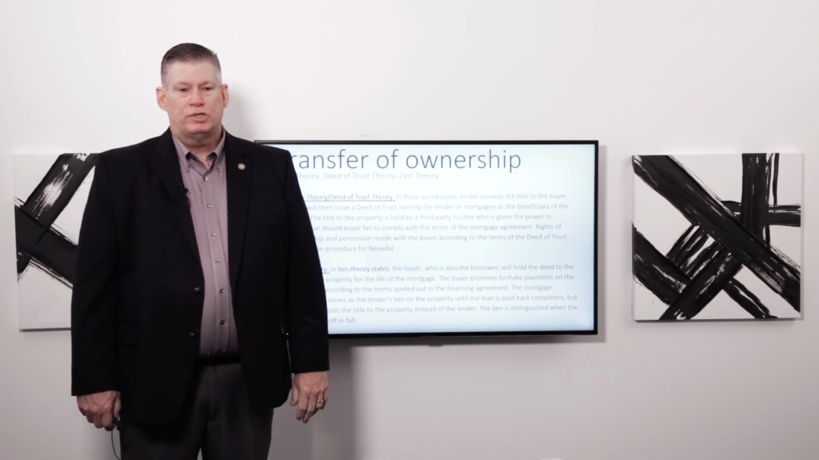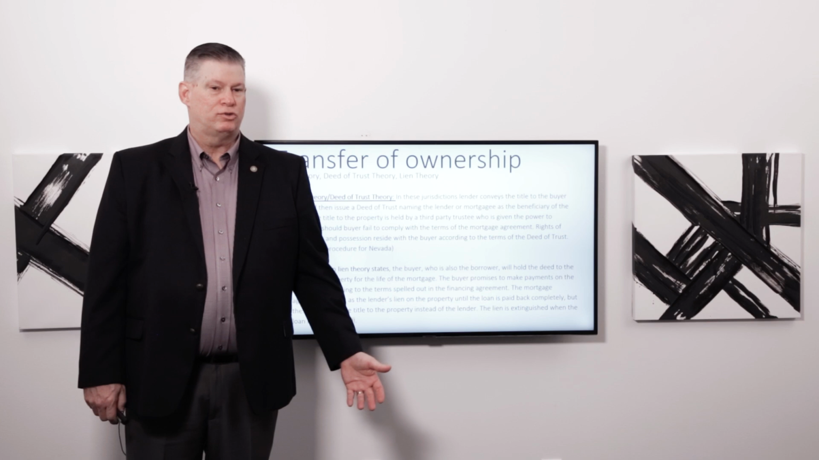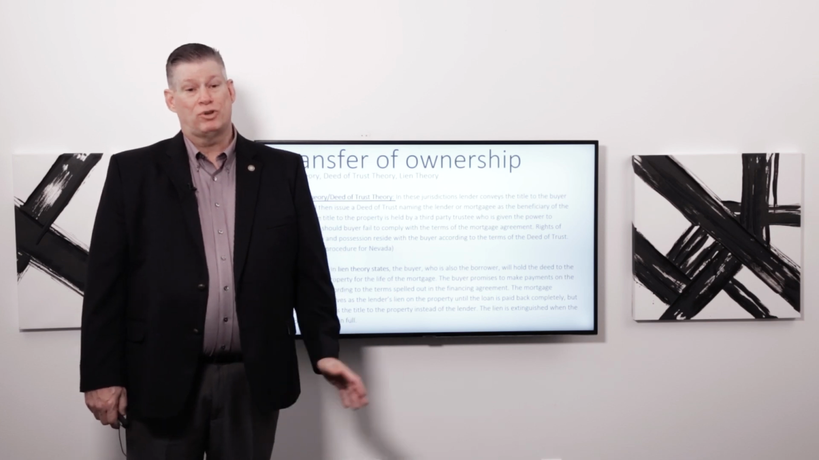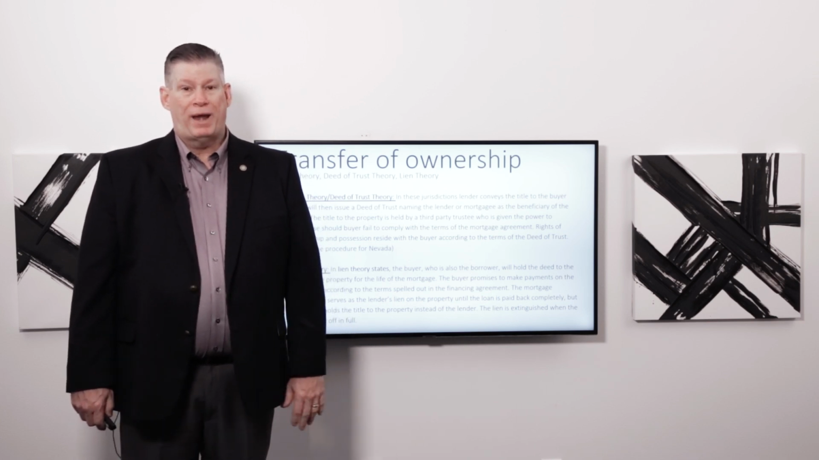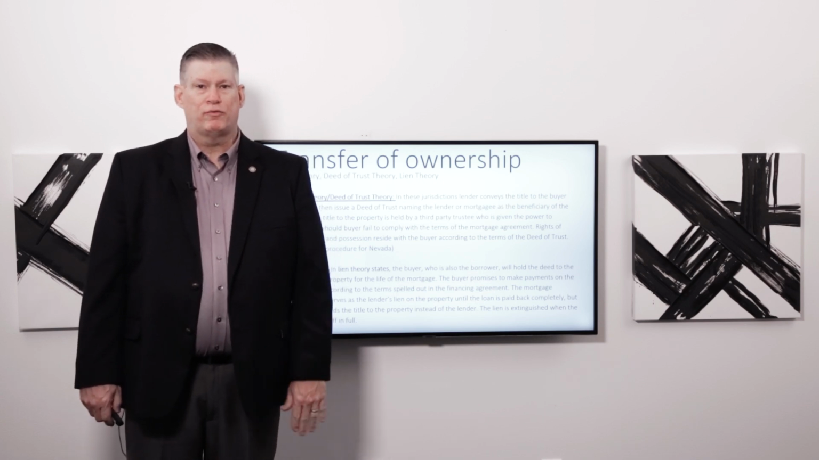So under transfer of ownership, again, the title theory versus deed of trust theory states. In Nevada, we use a deed of trust theory, basically. Some people still call it a title theory, but in reality, it's a deed of trust theory. Some states use a lien theory. You need to know the difference between the two.